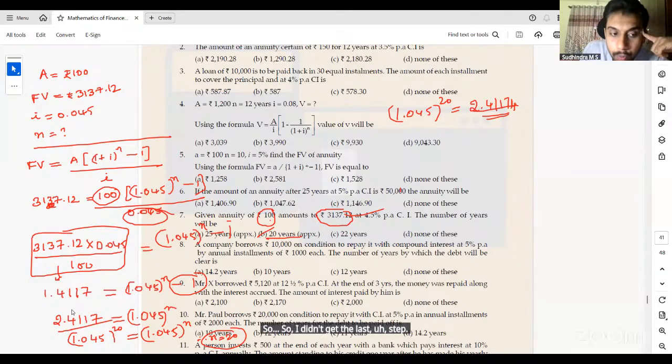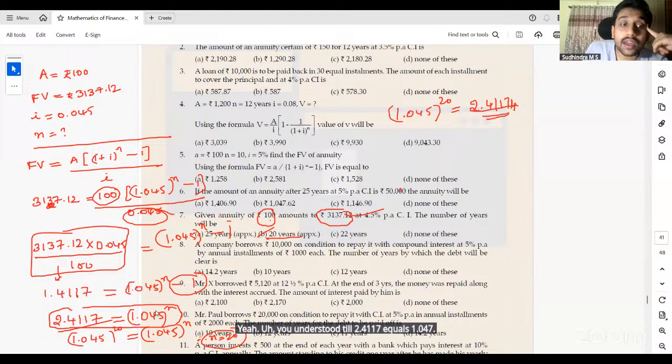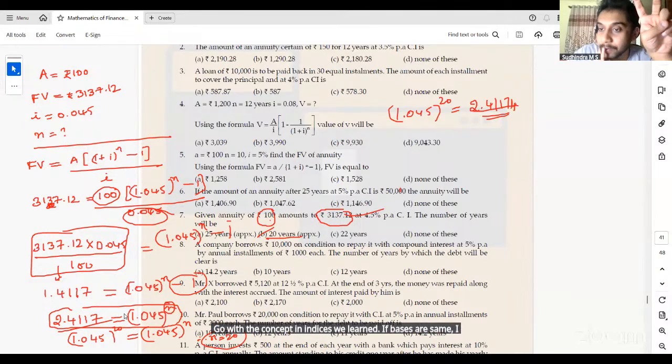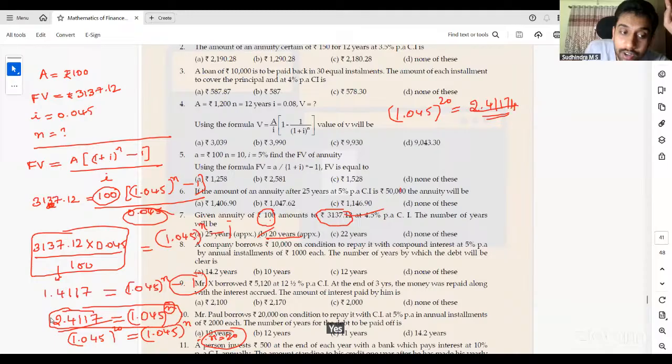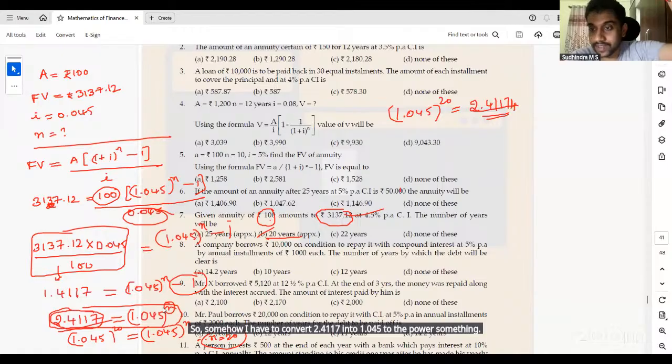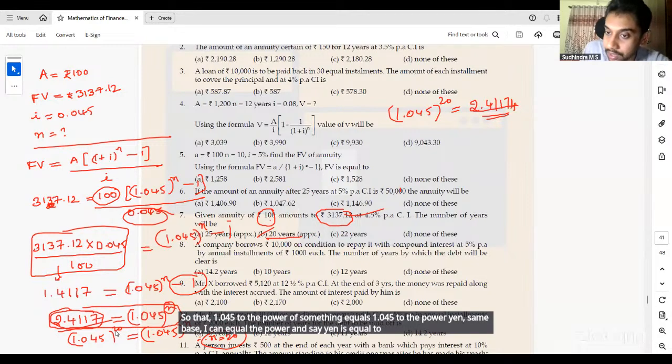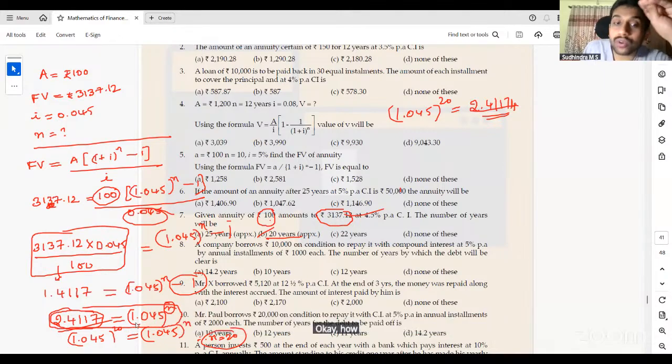You understood till 2.4117 equals 1.045 to the power n. N is in the power. Simplifying that, I have to take the nth root, which is not possible with a simple calculator. So what am I supposed to do? I have to go with the concept in indices we learnt. If bases are same, I can equate the power. So somehow I have to convert 2.4117 into 1.045 to the power something. Then 1.045 to the power something equals 1.045 to the power n. Same base, I can equate the power and say n is equal to that amount. How to convert it, I don't know, sir.